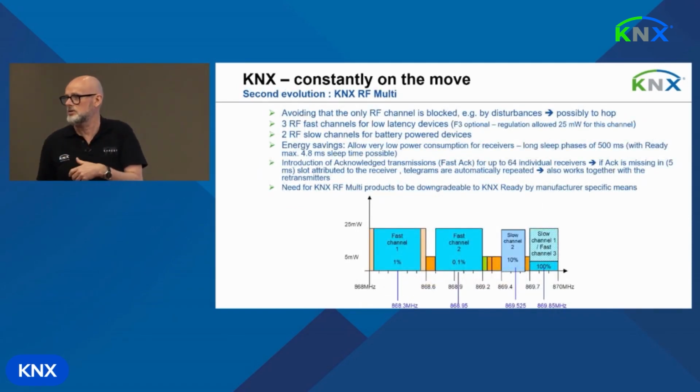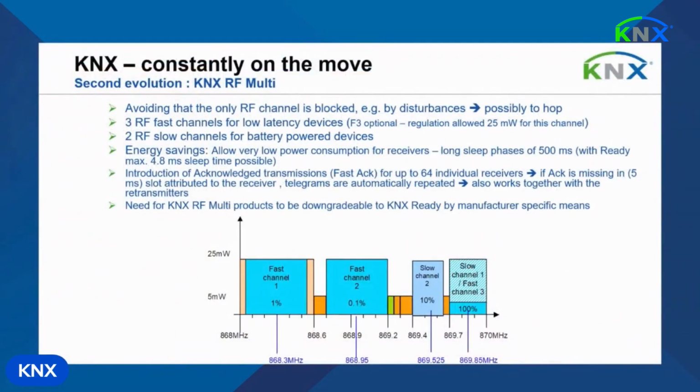So that was, as I already mentioned, one of the reasons why the next evolution was towards KNX radio frequency multi. One reason was if one channel is blocked, one wanted to have the possibility as a sender to hop to another channel, which was then hopefully free. So as you see on the picture below, there were 2 fast channels introduced: the original channel, which is equivalent to the radio frequency ready solution, a second fast channel, a slow channel, and another slow channel which uses the same frequency band.